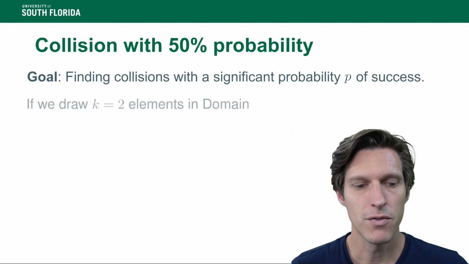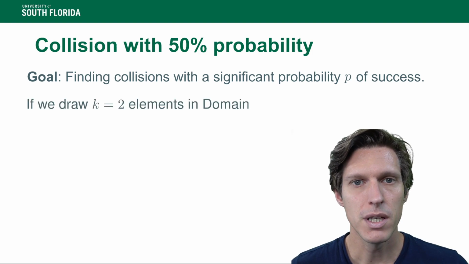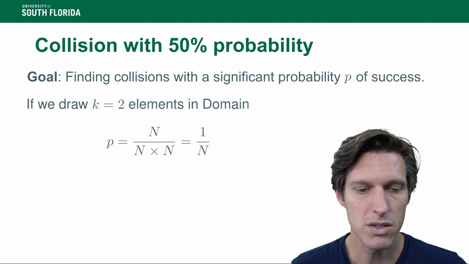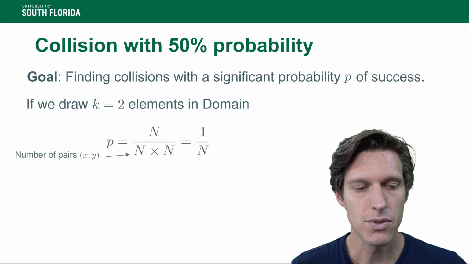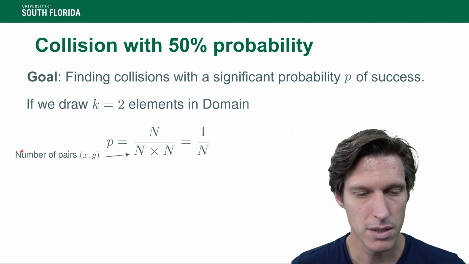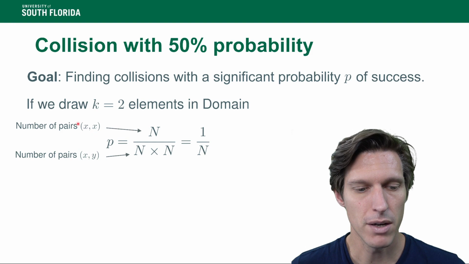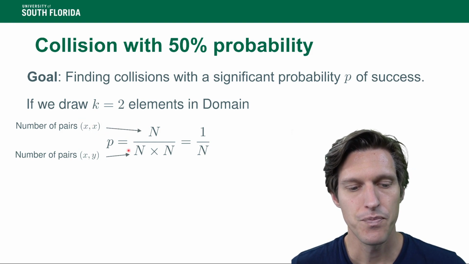So let's say you want a 50% chance and you draw only, let's say, 2 elements in the domain. What's the probability of success? Well, you see you have the number of pairs here, x and y. These are your elements. And then the number of pairs xx, okay?